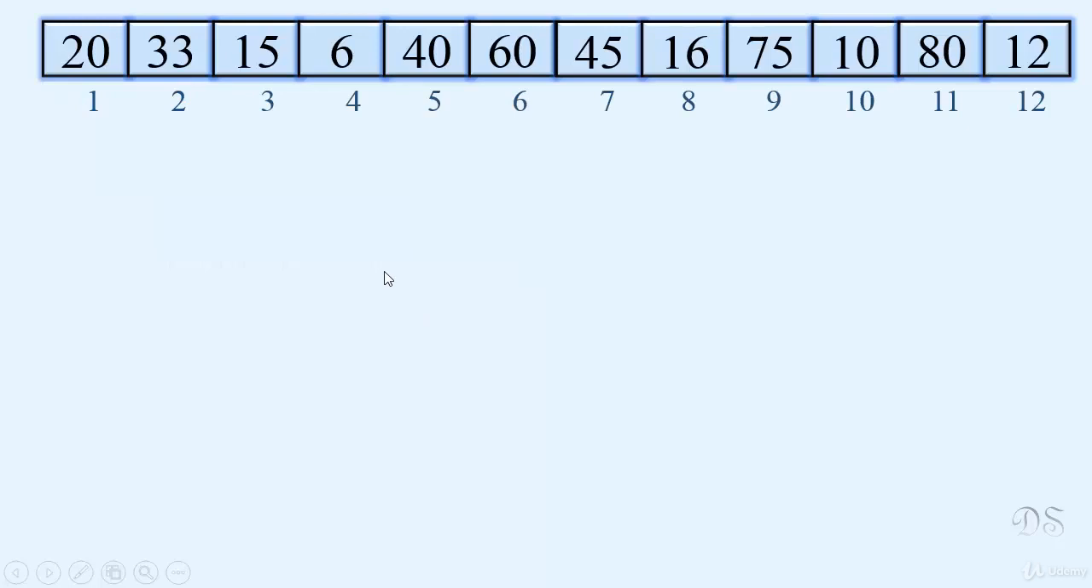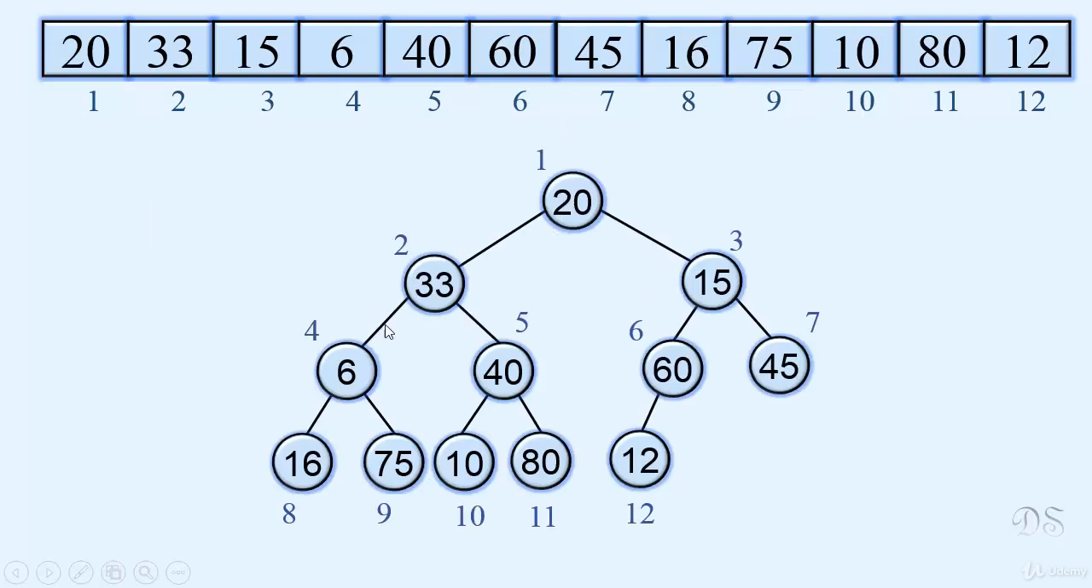Now let's take an example. Suppose this array has to be converted to a heap. So we'll consider that this array represents a complete binary tree. Now we'll call restore up procedure for all elements from A2 to A12. First we'll call restore up for this one.